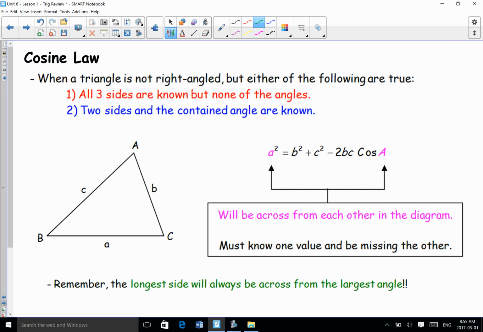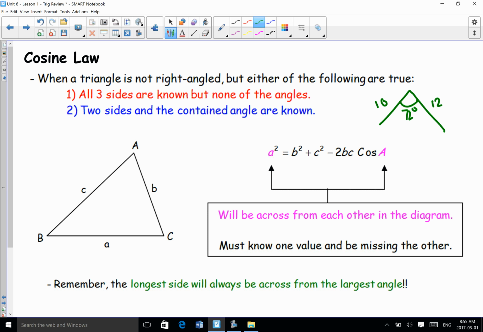Not all questions are right angled, however. So the cosine law. This is one of our handy tools for non-right angle triangles. We can use this if we know all three sides, but no angles, or we know two sides and the contained angle. And by that I might mean I have this side and this side known. Let's say this was 10 and 12, and the angle contained between them was 72. That would be a contained angle. Well, this is a cosine law question.